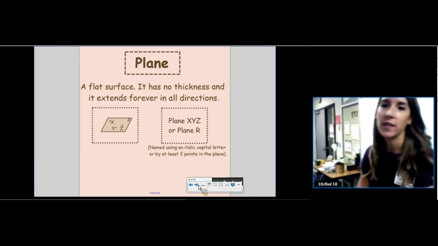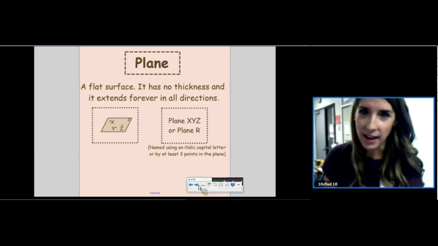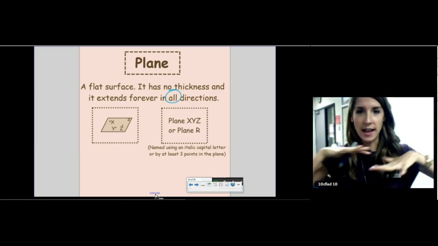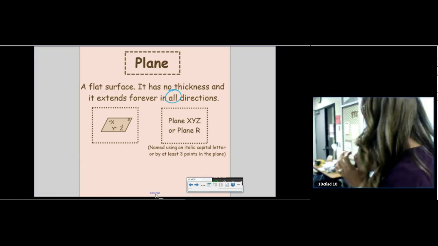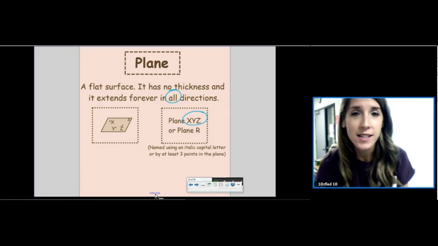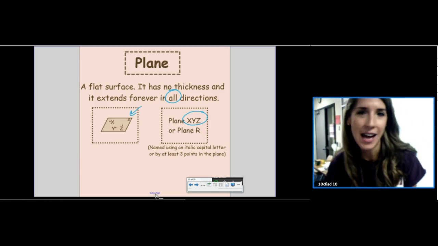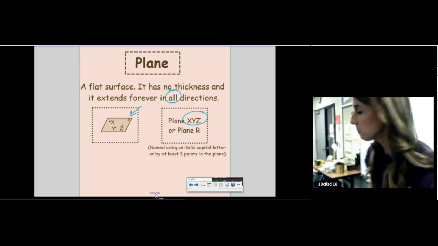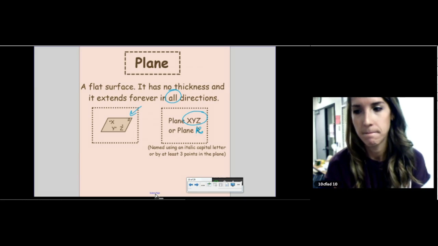Plane. A flat surface. It has no thickness, and it extends forever in all directions. So it didn't say both directions, because that would be a line, but extends forever in all directions. So that's our plane. You name a plane with 3 capital letters. So you could name it plane XYZ, because you have to use letters from points that are in the plane. Or, of course, just like a line, you could name it with 1 capital italicized letter, and that'll be in the corner of the plane. Not that planes have corners, but that'll be in the plane, and it'll be capital and italicized. Yes, this is the notation column. So pretend that this is nice and italicized here, okay? Italicized capital letter.